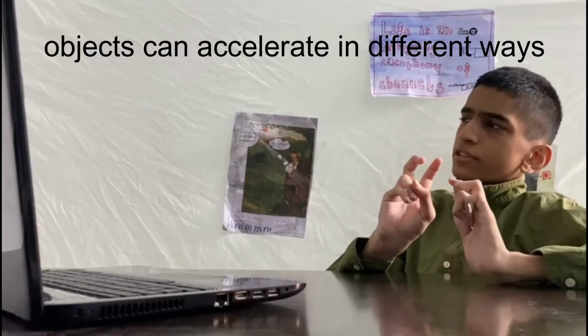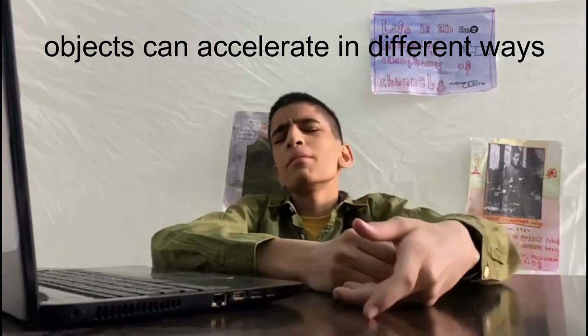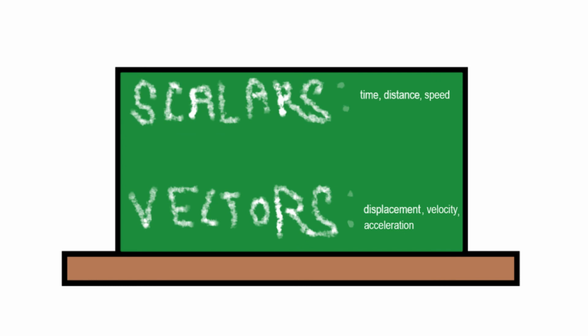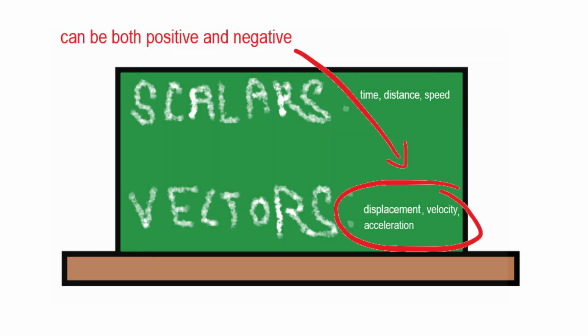What do you mean different ways? Oh, come on, remember scalars and vectors? Acceleration is a vector, which means that just like velocity, it can be both positive and negative.